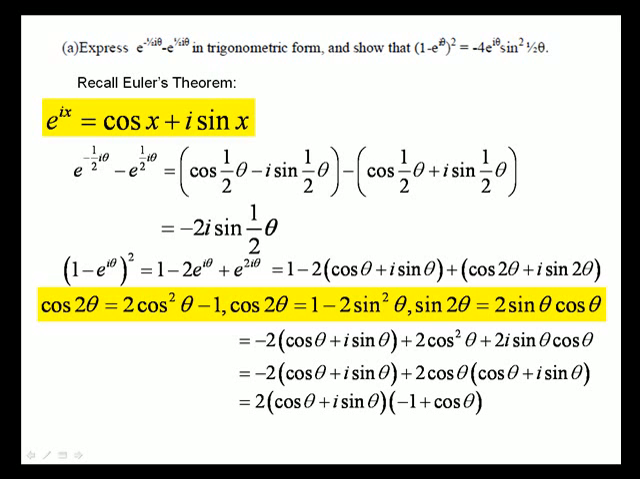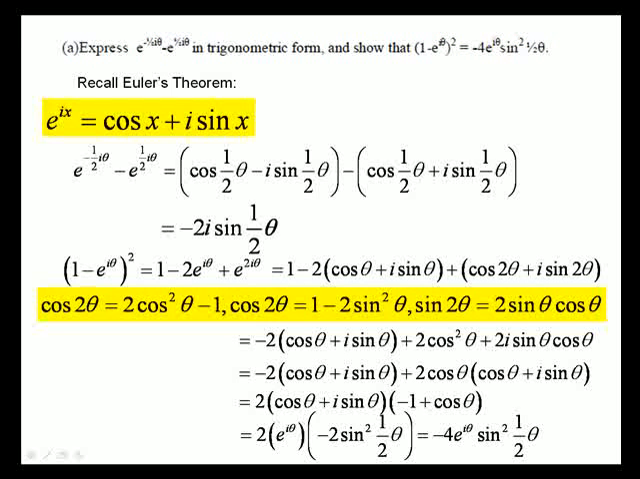Now, the reason we happen to use the form of cos 2 theta that we've got is because the end result requires us to have a cos theta plus i sine theta term on its own. If we look at the final expression, we want an e to the i theta, which is the same as having a cos theta plus i sine theta. So now I can use Euler's theorem, and that replaces the cos theta plus i sine theta with an e to the i theta.